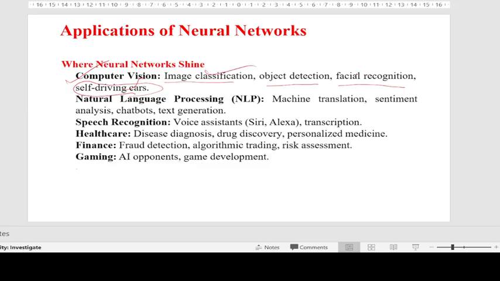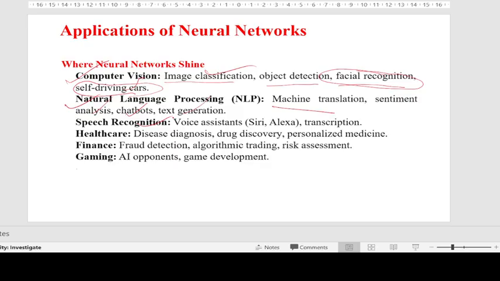Image classification, you might see facial recognition in attendance systems. Many offices and governments are also trying to implement facial recognition, at airports and railway stations, you might see sometimes. These are applications of neural networks in computer vision. Next one is NLP, natural language processing. Machine translation, for example, English to Hindi or Hindi to English. The machine will be able to translate from one language to another, like chatbots, text generation, sentiment analysis. There are many applications in NLP.